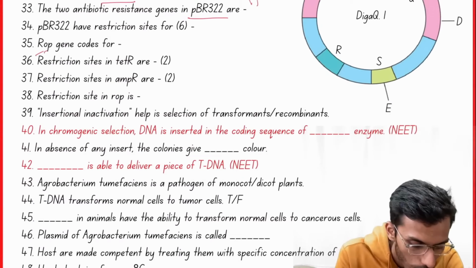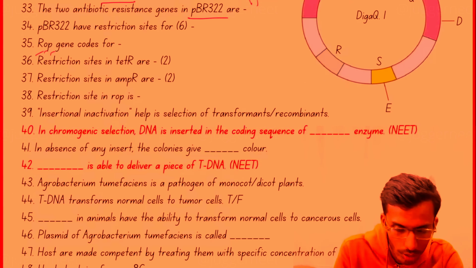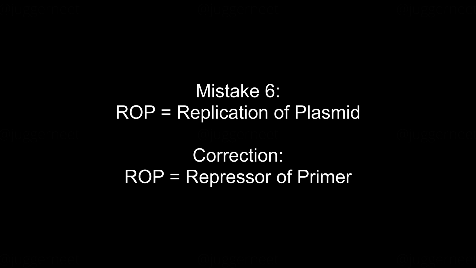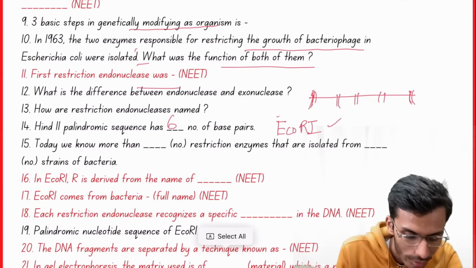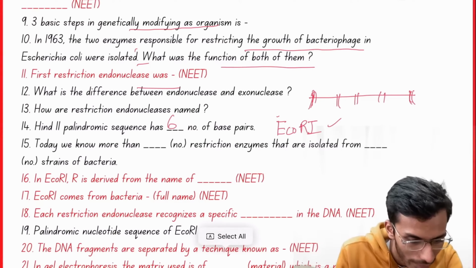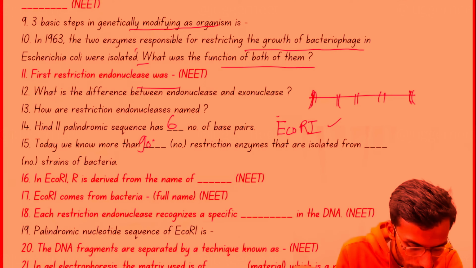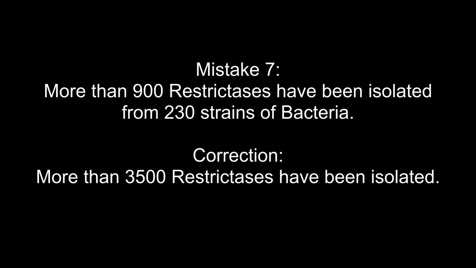ROP means replication of plasmid gene. ROP means repressor of primer. In NCERT, only its function is given, replication of plasmid. Today we have more than dash number of restriction enzymes that are isolated from dash number of bacteria. 900. Yes, 900 is given in NCERT, but more than 3,500 restrictases have been isolated. Teachers should not ask this question as its quantity keeps on increasing.